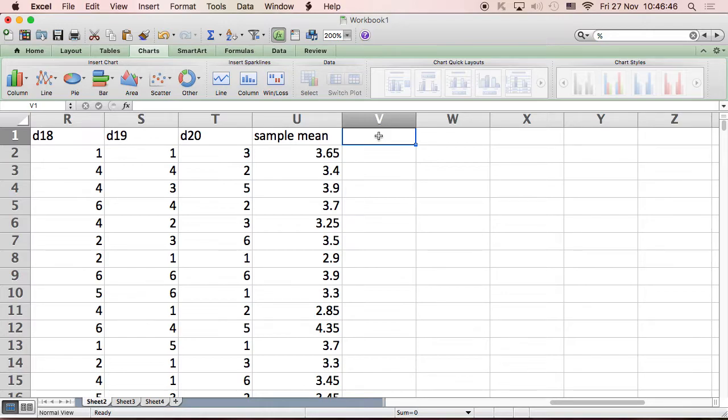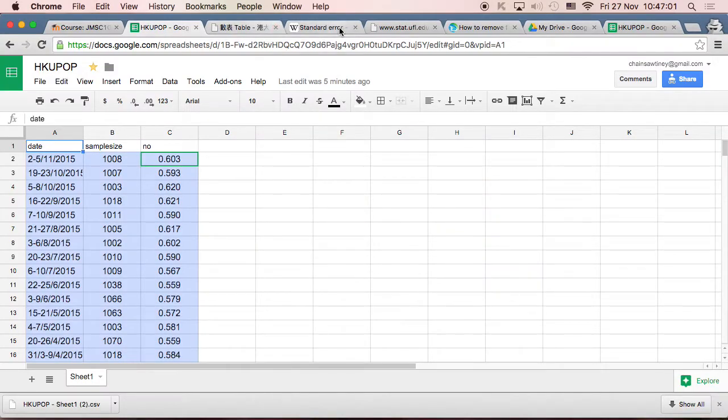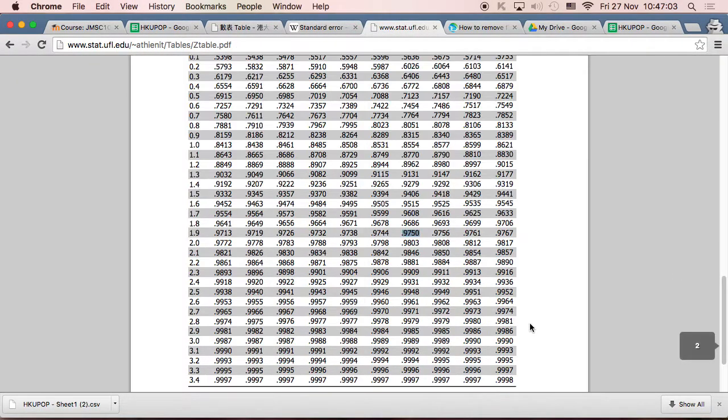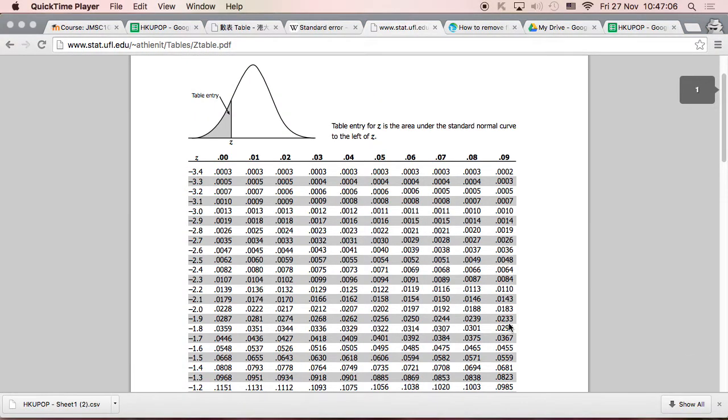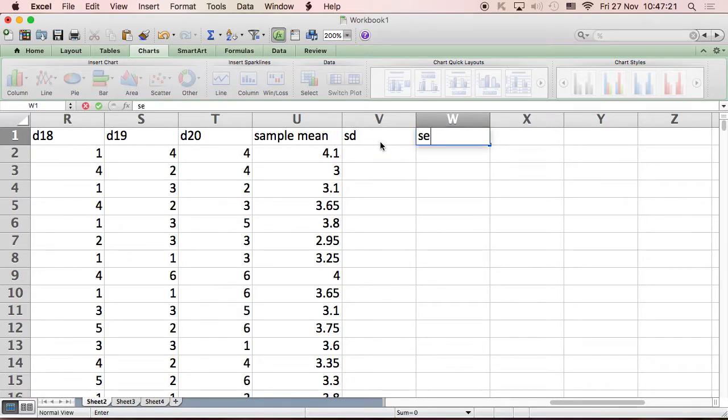Okay, and you remember this guy? We've done that before. Here, that one. But okay, let's sink in and then see what we need to do. After you do that simulation, what you need to do is the SD and the standard error.